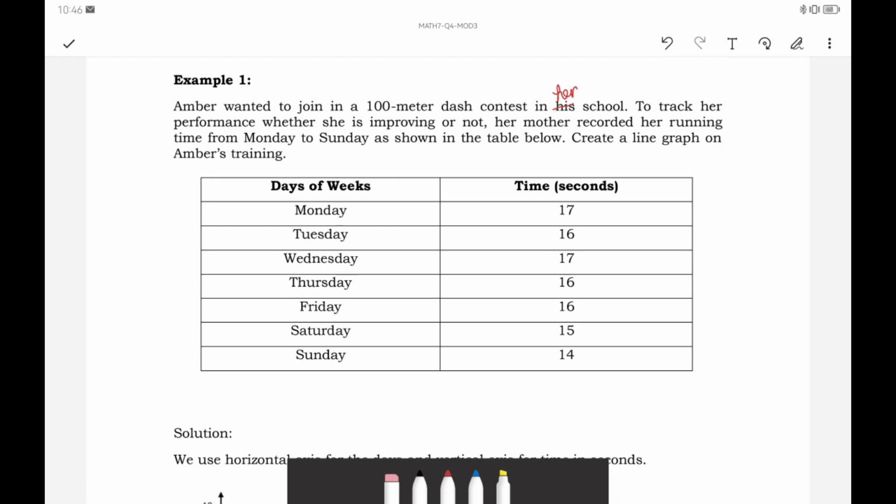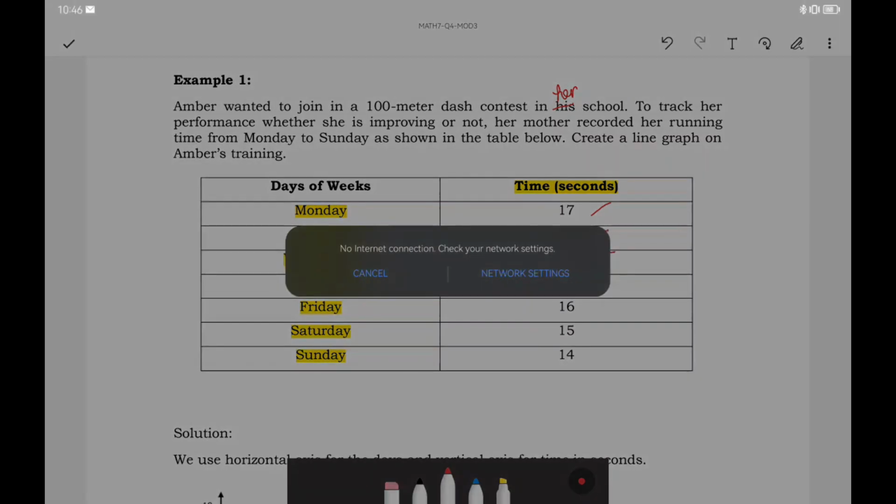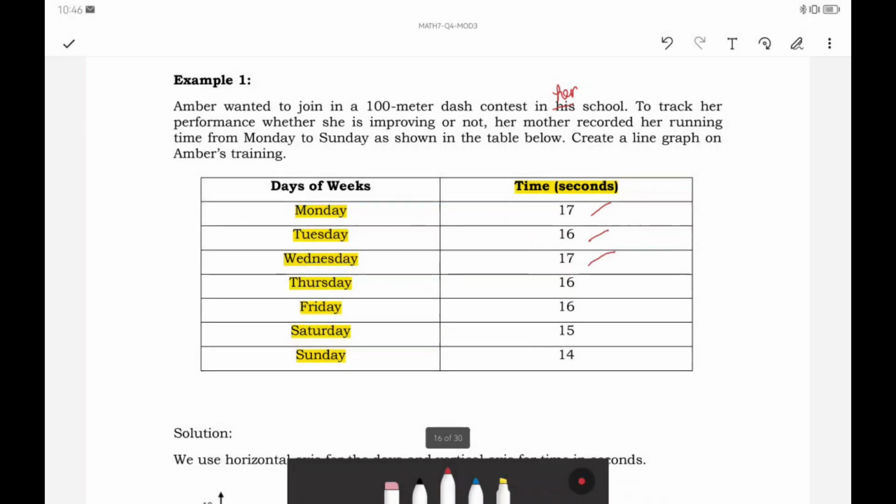So this is the table of Amber's training for a week. We have here Monday, Tuesday, Wednesday, Thursday, Friday, Saturday, and Sunday with their corresponding time in seconds. So on Monday, Amber got 17 seconds, Tuesday 16 seconds, Wednesday 17, Thursday and Friday we have 16 seconds, Saturday 15, and on Sunday Amber got 14 seconds.